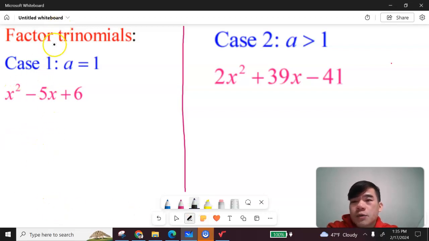Alright, so basically we need to factor trinomials. We have two different cases. The first case, a equals 1, and the second case, a greater than 1. Alright, so a equals 1. First, we need to identify a, b, c.